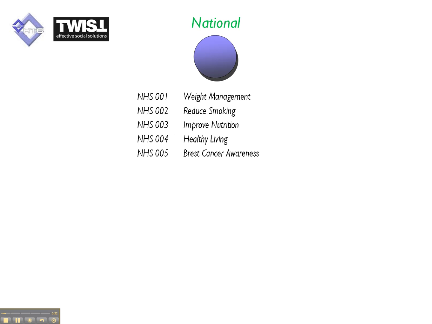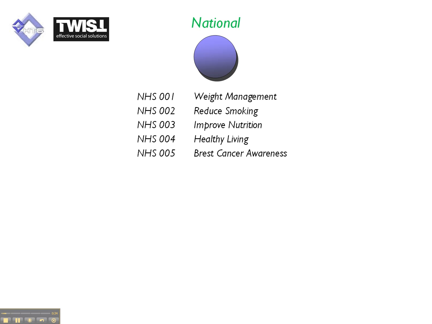Right. What we've got is a framework, structure, setup that starts at a national level, and for example at a national level might make a decision that they're going to have an impact on weight management, healthy living, and therefore they'll allocate a budget or a cost centre at that level.